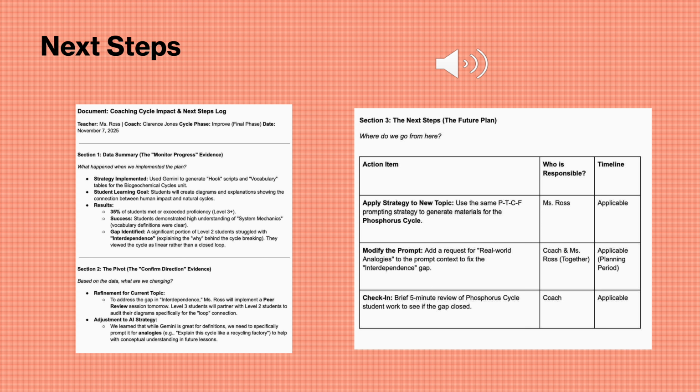Modify the prompt: add a request for real world analogies to the prompt context to fix the interdependence gap. Who's responsible? We'll sit down and work on that together. We'll do that during the planning period tomorrow to get that ready. And then finally, a check-in. We do a brief 5-minute review of the phosphorus cycle student work to see if the gap is closed. Responsibility falls on myself, and I would do that within a week of us completing that unit or the component for the phosphorus cycle.